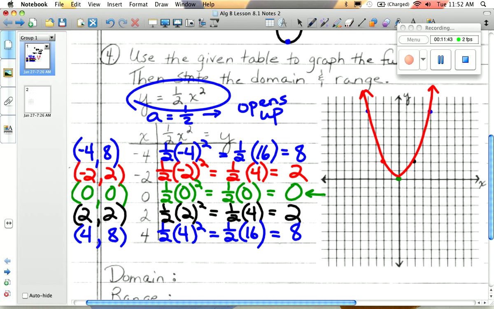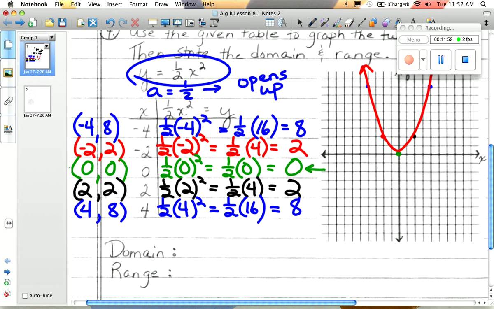Now I'm feeling pretty good about this because we said it should open up, and it is, isn't it? Okay, now we have to identify the domain and the range. What's the domain? What did it say up above? All real numbers. It's always going to be all real numbers, you guys. The domain, x can be anything we want. We could keep picking x values going out in both directions, and this would just keep climbing and climbing and getting a little wider each time as it climbs, but it's going to just keep going.